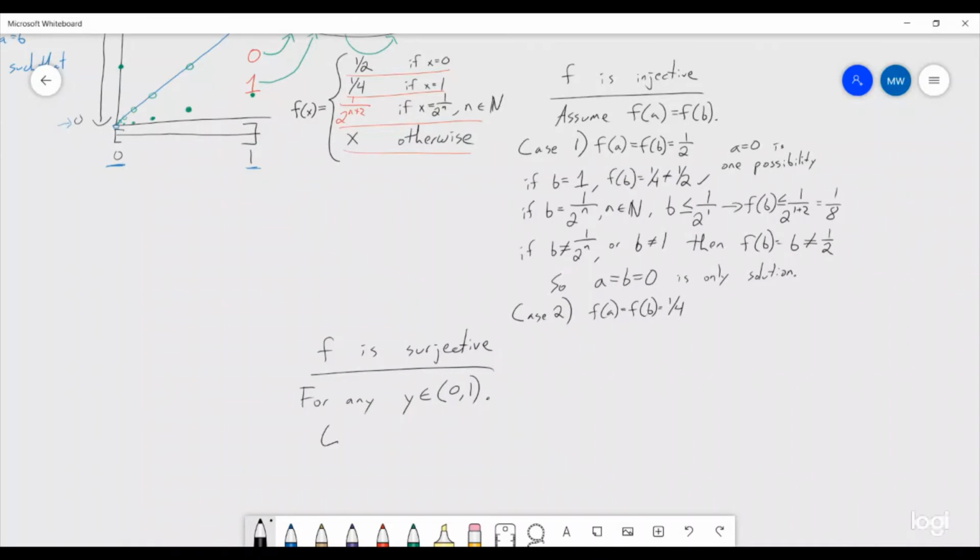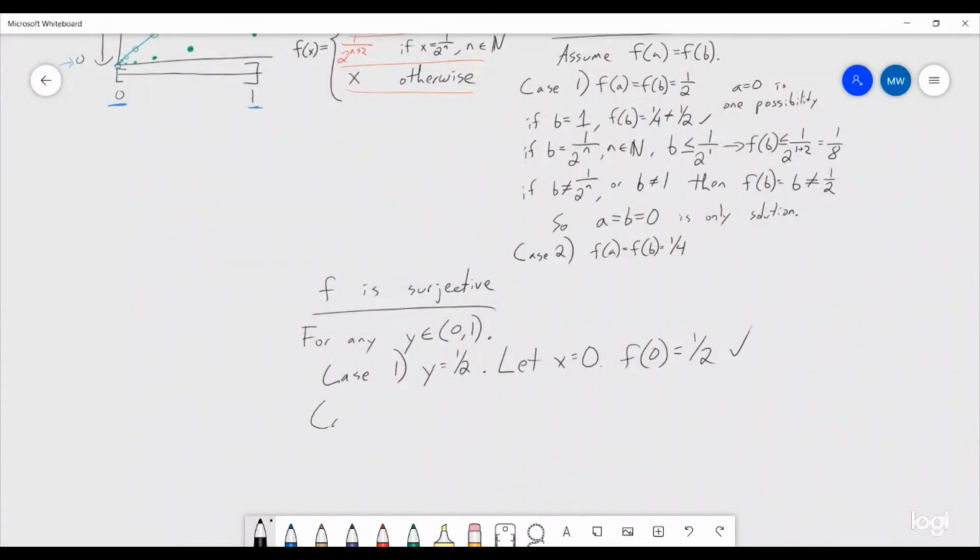So we'd have case 1, y is equal to 1/2. Let x be equal to 0. f of 0 is equal to 1/2. So we have found an input that gives us y equals 1/2. Case 2, that would be y is equal to 1/4. Let x be equal to 1. f of 1 is equal to 1/4. Perfect. We found an input that gives us that output.